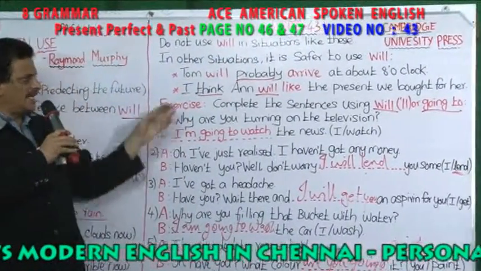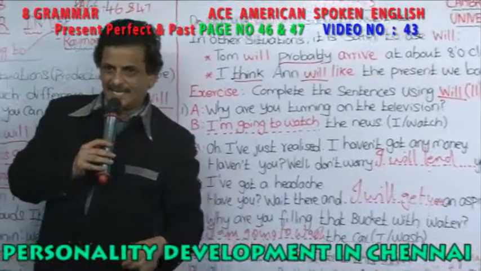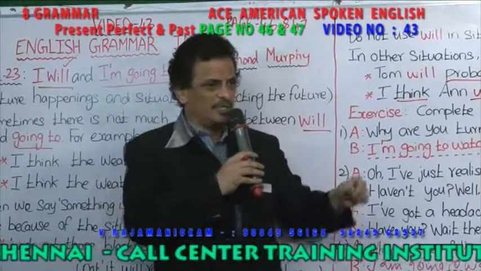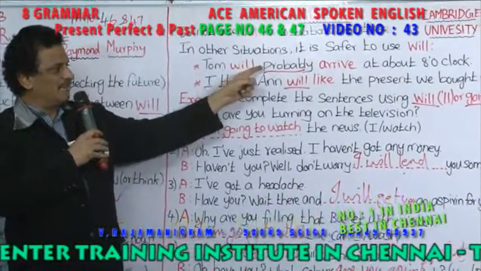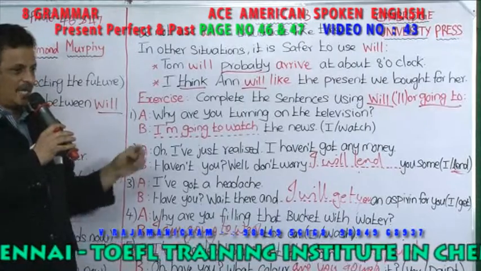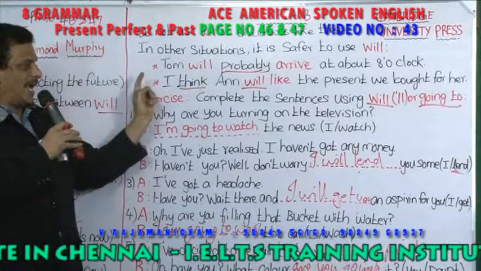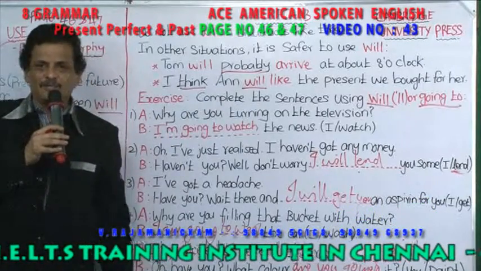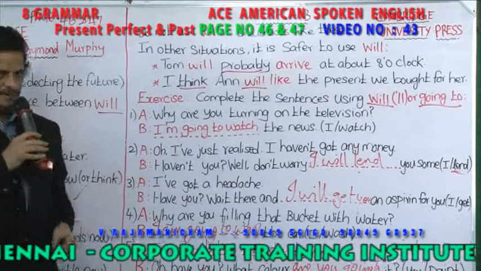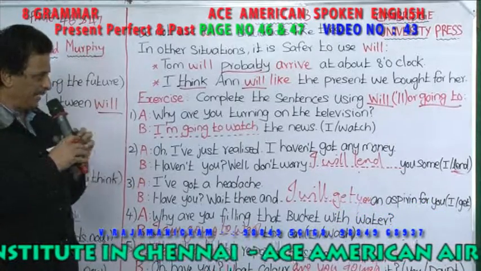அடுத்ததாக டோன்ட் யூஸ் கோயிங் டு இன் சிச்சுவேஷன்ஸ் லைக் திஸ். இன் அதர் சிச்சுவேஷன்ஸ் இஸ் சேஃபர் டு யூஸ் வில். உதாரணத்துக்கு, டாம் வில் ப்ராபப்ளி அரைவ் அட் அபவுட் 8 o'clock. ப்ராபப்ளி என்றால் 50%, பாசிபிள் என்றால் 75%. ப்ராபப்ளின்னா சந்தேகமாகச் சொல்கிறேன், நான் நினைக்கிறேன் டாம் 8 மணிக்கு வருவான் என்று. சொல்கிற பொழுது டாம் இஸ் கோயிங் டு கம் ப்ராபப்ளி அரைவ் அட் என்று வரக்கூடாது. சந்தேகமாகச் சொல்கிற பொழுது டாம் வில் ப்ராபப்ளி அரைவ் அட் அபவுட் 8 o'clock. அதே போன்று ஐ திங்க் ஆன் வில் லைக் த ப்ரெசன்ட் வி பாட் ஃபார் ஹர். நான் நினைக்கிறேன், உறுதியாகச் சொல்ல முடியவில்லை, ஆனுக்கு இந்த பரிசுப் பொருட்கள் பிடிக்கும் என்று. உறுதியாகச் சொல்ல முடியாத பொழுது வில் பயன்படுத்துகிறாய். ஐ டோன்ட் திங்க் யூ வில் லைக் இட். திங்க், டோன்ட் திங்க், ப்ராபப்ளி இதுக்கெல்லாம் வில் பயன்படுத்துகிறாய்.